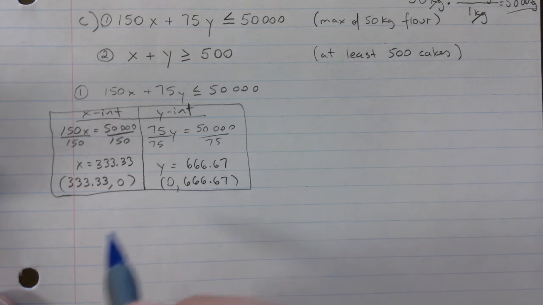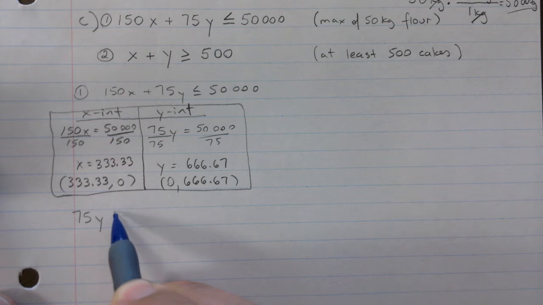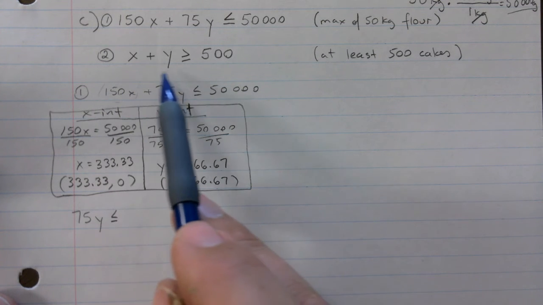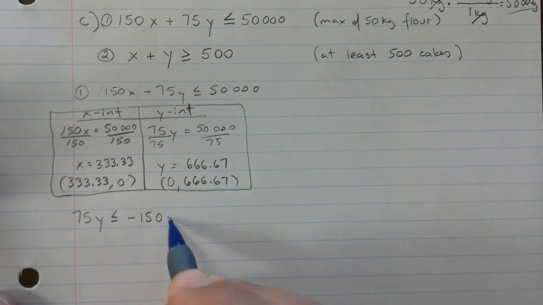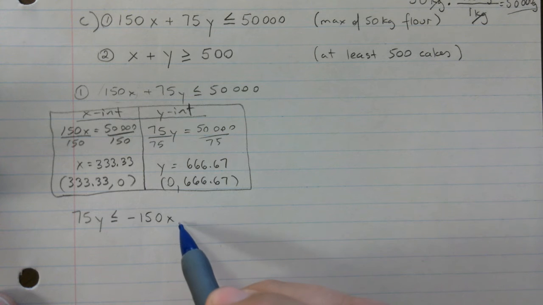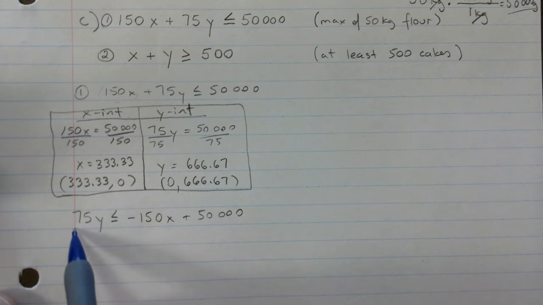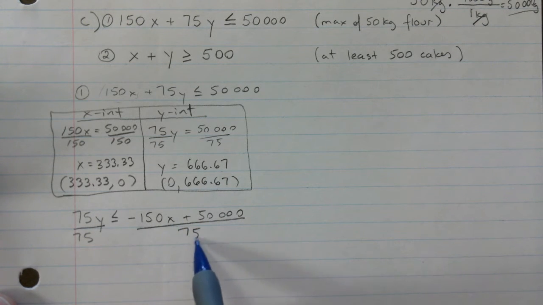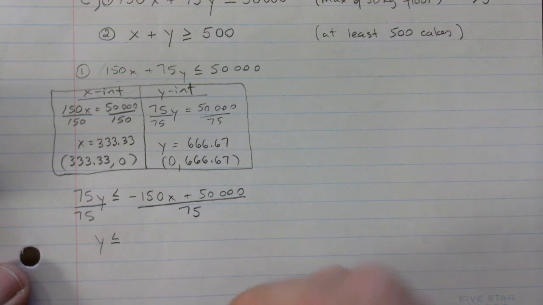Let's rewrite that thing. 75y is less than or equal to, what happens to the 150 when it comes over? It goes negative. Whatever sign it has, it goes opposite, right? So negative in this case, plus 50,000. And then we divide everything by 75, and 75 is not negative, so we don't have to worry about it. Y is less than or equal to negative 2x.